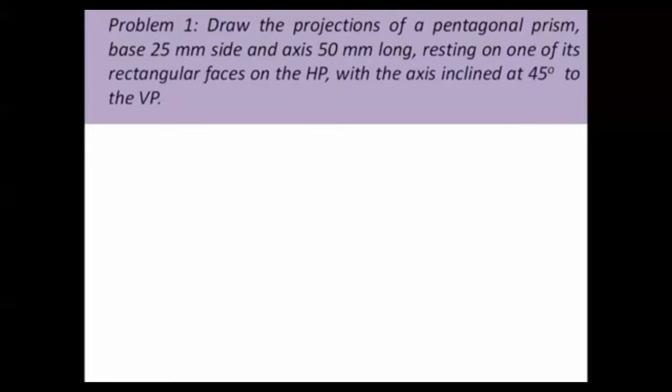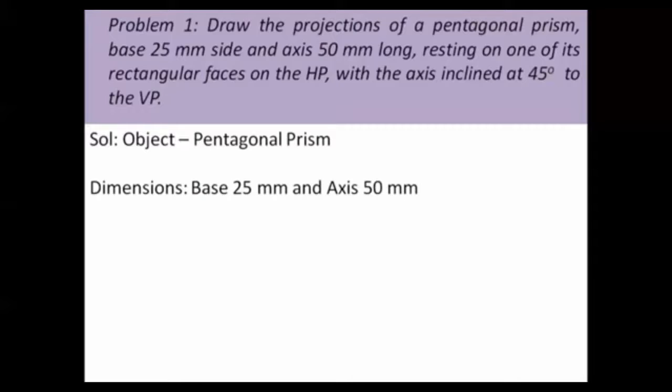Draw the projections of a pentagonal prism, base 25 mm side and axis 50 mm long, resting on one of its rectangular faces on the HP with the axis inclined at 45 degrees to the VP. Now let us extract data from this description. So we have a pentagonal prism, alright, and it has dimensions in the form of base and axis. So the base is 25, whereas the axis is 50.